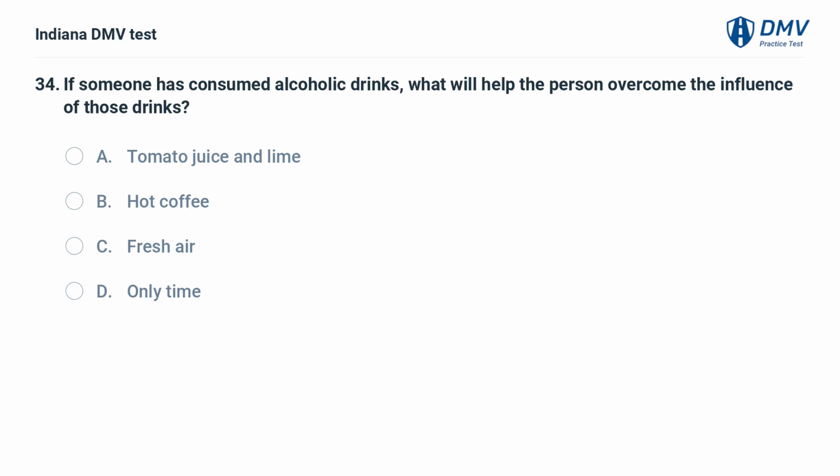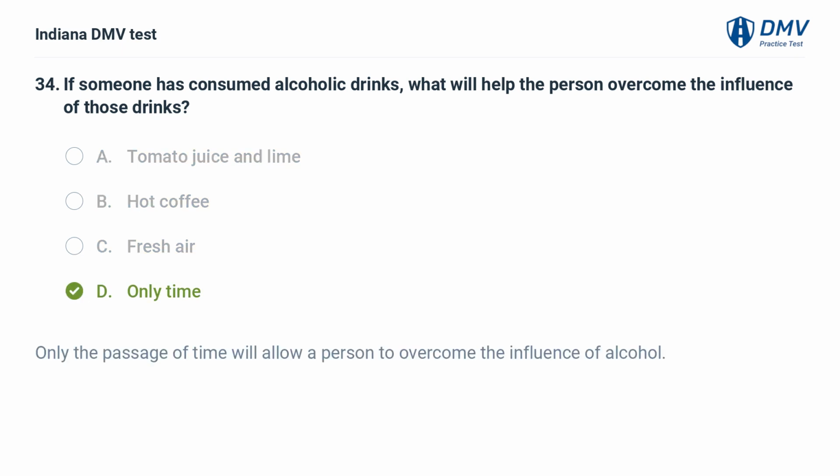If someone has consumed alcoholic drinks, what will help the person overcome the influence of those drinks? A. Tomato juice and lime. B. Hot coffee. C. Fresh air. D. Only time. D. Only time. Only the passage of time will allow a person to overcome the influence of alcohol.